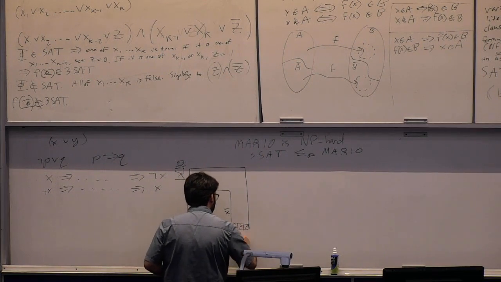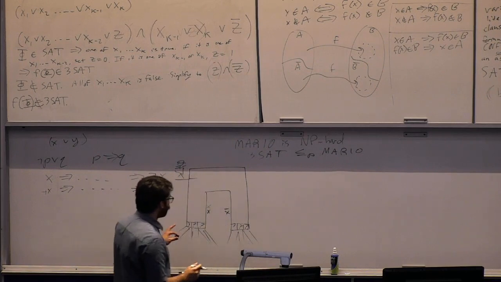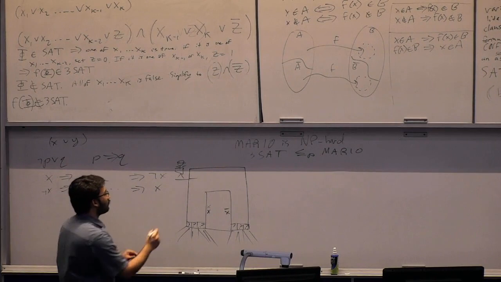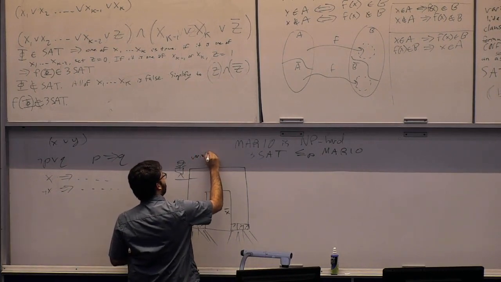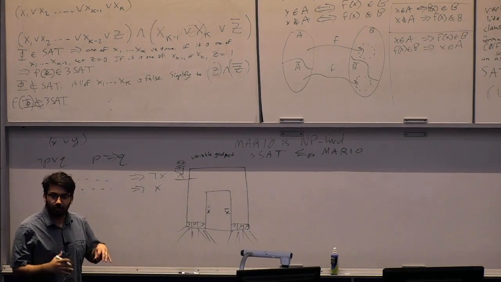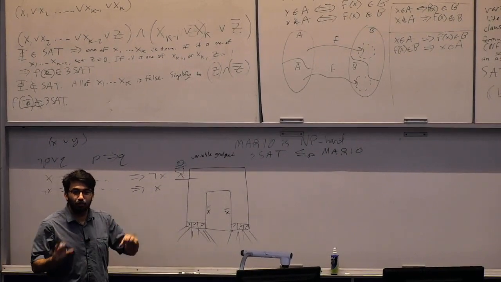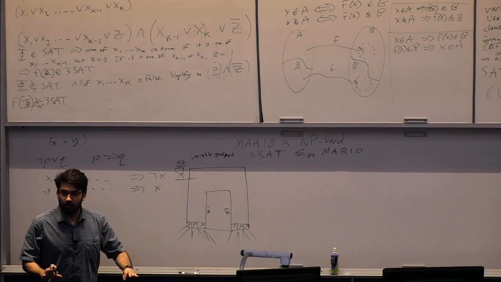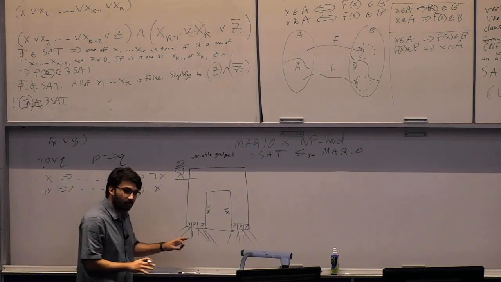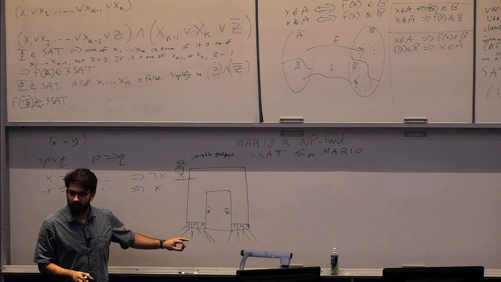He's going to send those to other gadgets. This is what's called the variable gadget. Observe that Mario can't jump high enough to push both X and not X. Whichever one he chooses to push, he is forced to choose one of X and not X. But he can't choose both, and he can't choose neither. I suppose he could choose neither, but it will make sense why he can't when we chain things together. Any questions on the variable gadget?